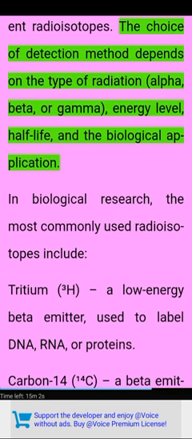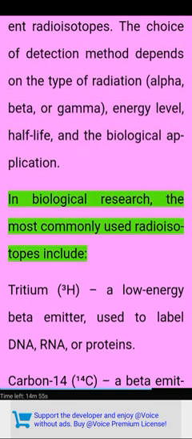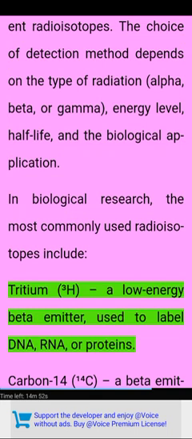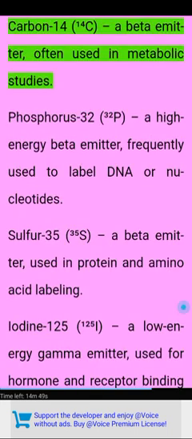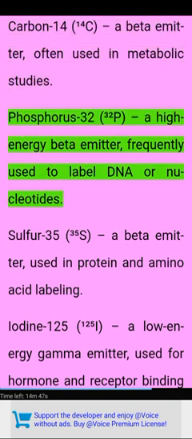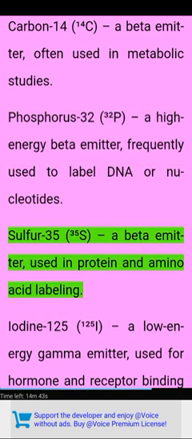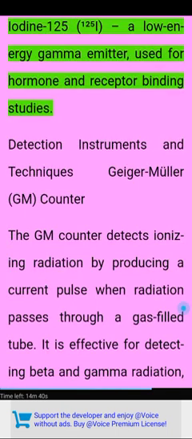and the biological application. In biological research, the most commonly used radioisotopes include tritium (³H), a low energy beta emitter, used to label DNA, RNA, or proteins. Carbon-14 (¹⁴C), a beta emitter, often used in metabolic studies. Phosphorus-32 (³²P), a high energy beta emitter, frequently used to label DNA or nucleotides. Sulfur-35 (³⁵S), a beta emitter, used in protein and amino acid labeling. Iodine-125 (¹²⁵I), a low energy gamma emitter, used for hormone and receptor binding studies.